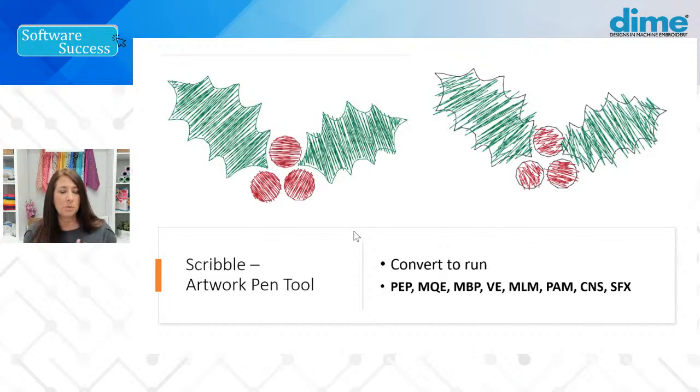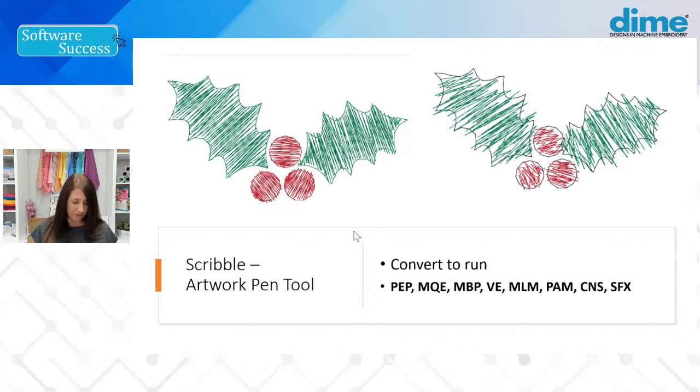So you can produce these two types of designs in our Perfect Embroidery Pro, My Quilt Embellisher, My Block Piecer, the Vintage Embroidery, My Lace Maker, Patch and Applique Maker, Cut and Stitch, and Special FX software. So for all of you viewing, no matter which program you have, you probably can do one of these styles, because I think I covered a lot of the main pieces of our software.